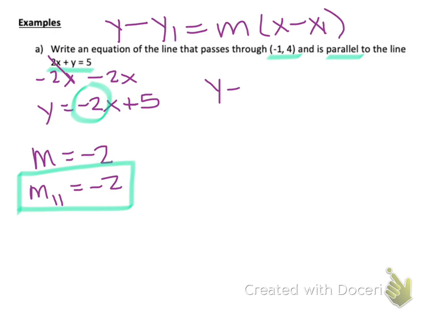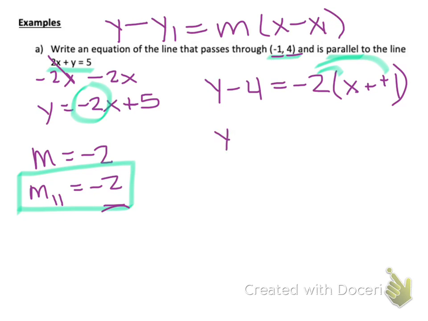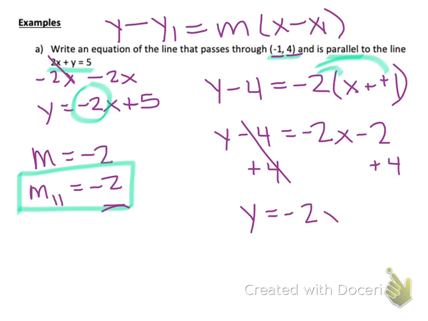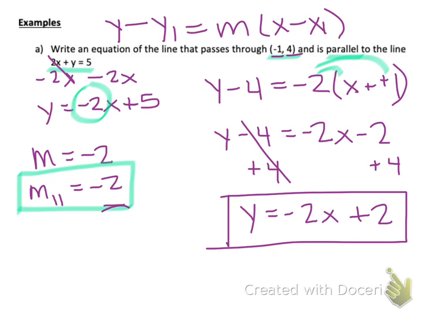So I have y minus 4 equals negative 2, coming from that right there, times x minus a negative 1, coming from those two values. I'm going to change this double negative into a plus before I do any distributing. Now I'm going to distribute. On the left side I have y minus 4. On the right side I distribute and I get negative 2x minus 2. And now I'm going to add 4 to both sides. So I have y equals negative 2x plus 2. And that is my final answer for that one.